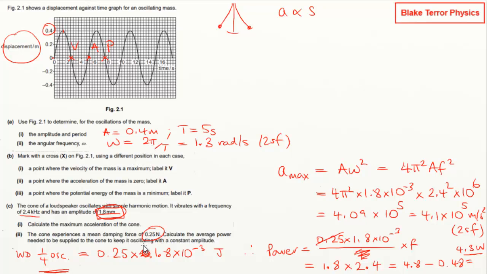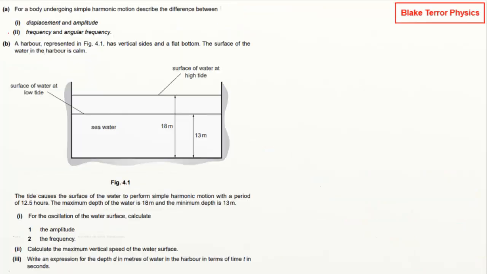So because they've given us a mean force, we can do a force times distance, and then you just divide by time to get the power, because power, of course, is the rate of work done. So we have to divide by time to get our wattage. So yeah, it's a nice question.